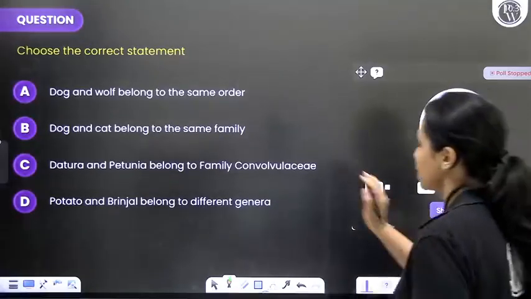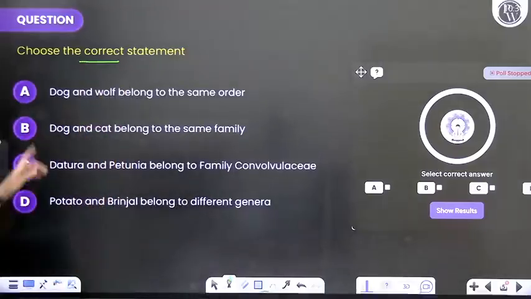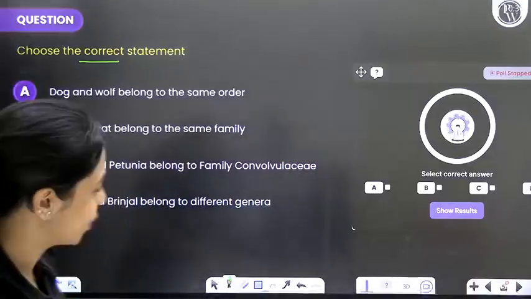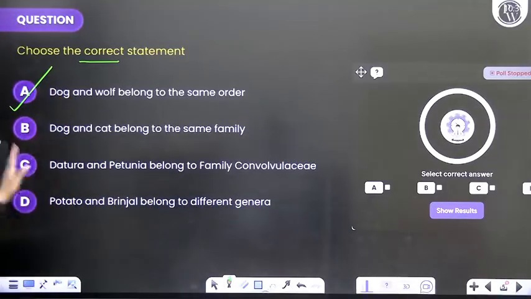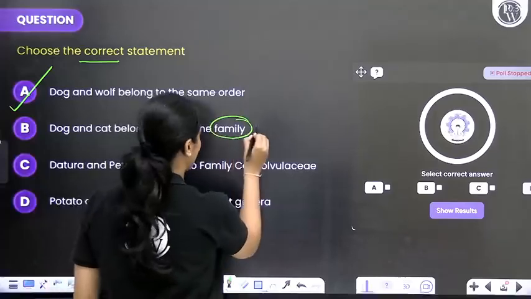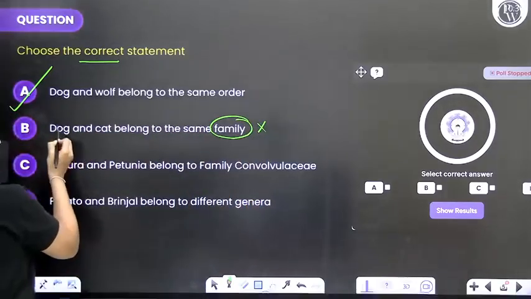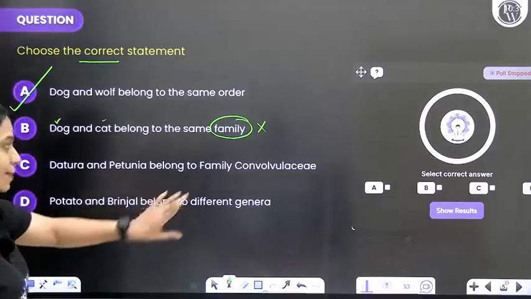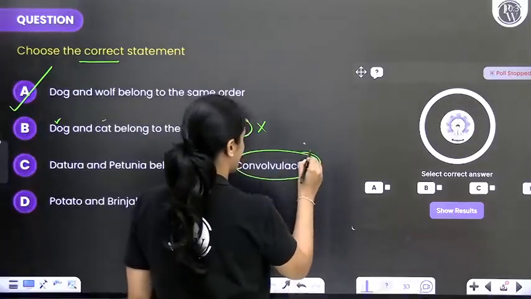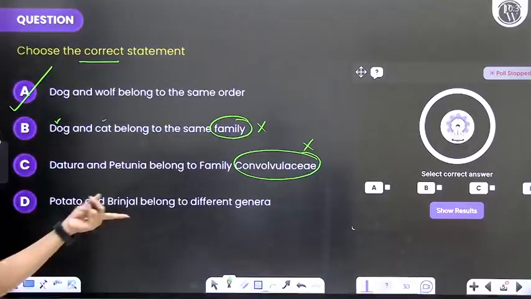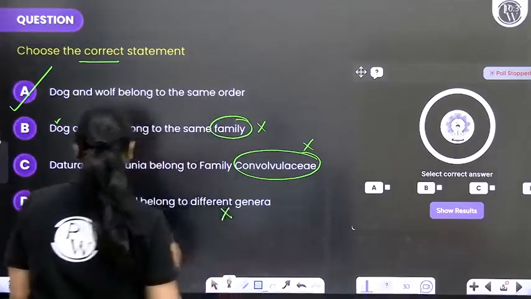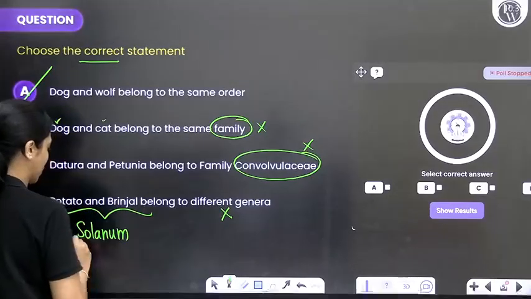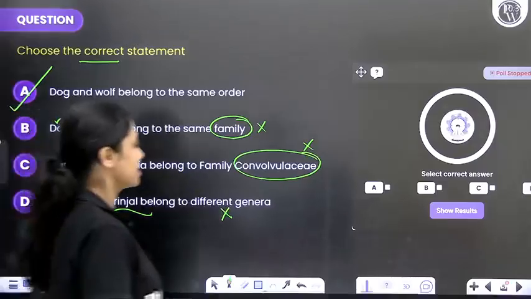Okay, choose the correct statement. Dog and wolf belong to the same order, do they? Which order is that? Carnivora, right? This is the correct answer. Dog and cat belong to the same family? No, they don't. Dog belongs to Canidae and cat belongs to Felidae. Datura and Petunia belong to family Convolvulaceae. No, they don't. It belongs to Solanaceae. Potato and brinjal belong to different genera. No, they don't belong to different genera. They belong to the same genus, which is Solanum. Solanum tuberosum, Solanum melongena, right? So, correct answer here is option A.